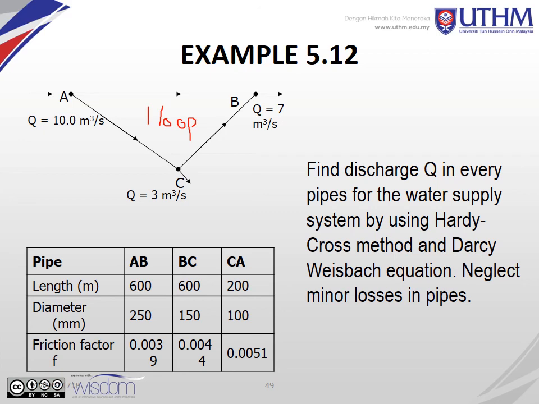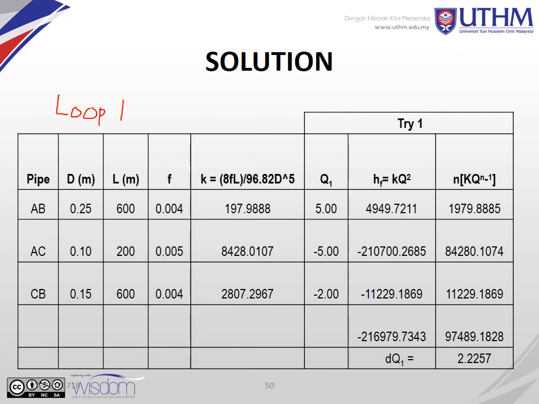If there is only one loop, you just use one calculation table. This table is only for one loop. If you have 2 or 3 loops, you put a table here for loop 1, this is the calculation for loop 1. If you have loop 2, you calculate another table for loop 2.